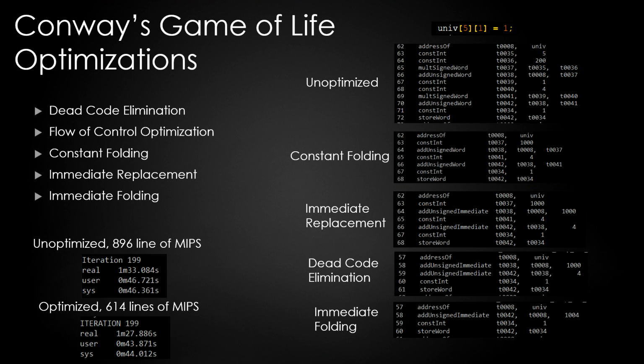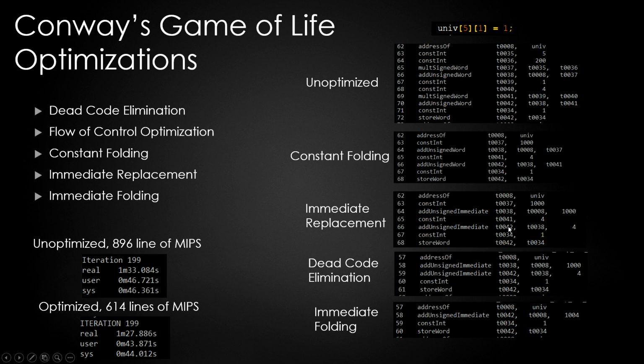So my thought here was Conway's Game of Life is using these two-dimensional arrays, and there's all this optimization you can do on it. So we start unoptimized. We got 10 instructions here. We can do constant folding. We see, hey, we're multiplying 200 by 5. That's always 1,000. We can just turn that into one instruction here.